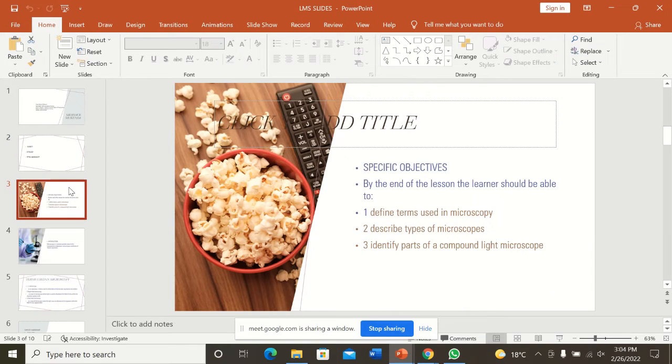Microscopy is a process of observing microorganisms through a microscope. Now, our objectives today are: 1, by the end of this lesson, you should be able to define what is microscopy. Number 2, you should be able to describe types of microscopes. And number 3, identify parts of a compound microscope.